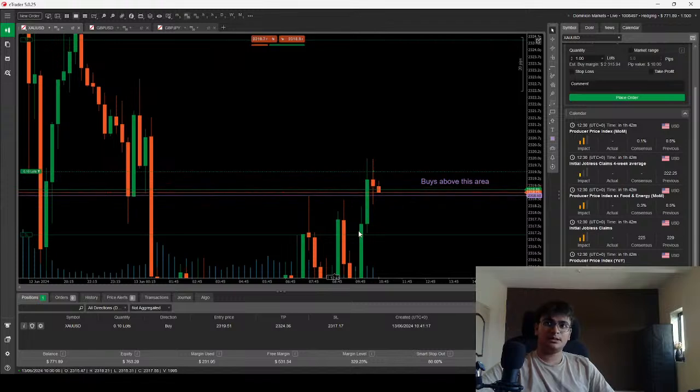But if it breaks this low, then I think there is no way price will continue going up right now, because then this is totally a fake out. And price will close below the range, which we do not want.